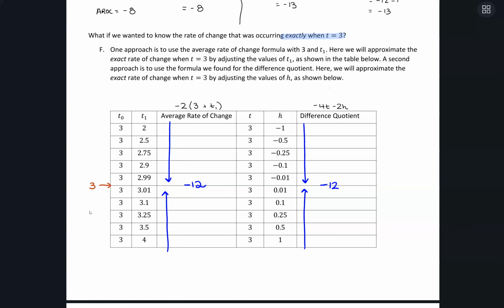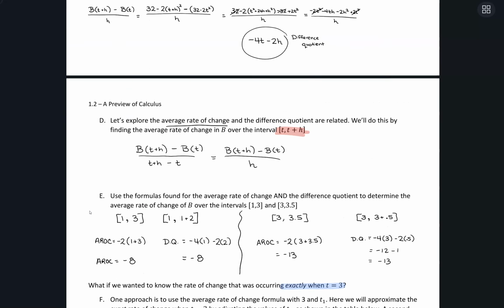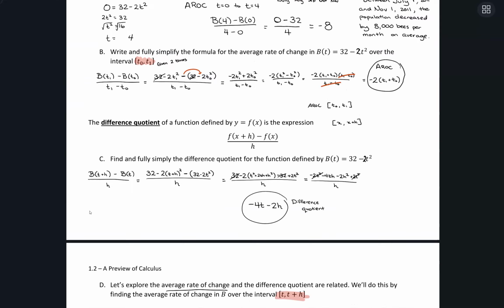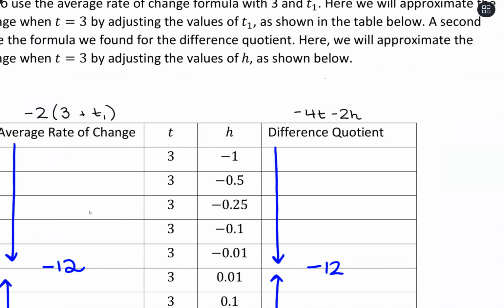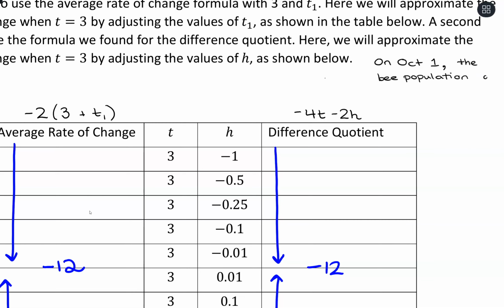So t equals 3, that's going to be our October, I think is what we set up above. Yeah, so on October 1st, the bee population was decreasing by 12,000 bees per month.